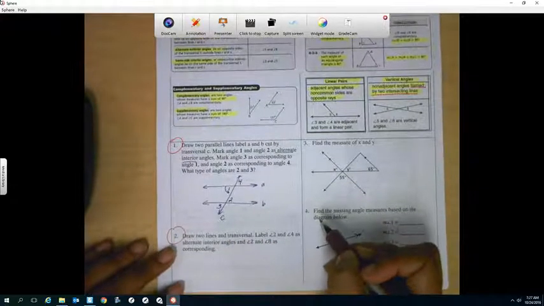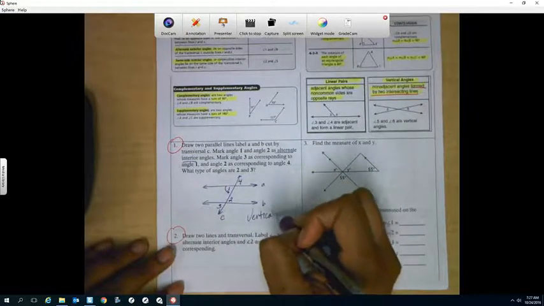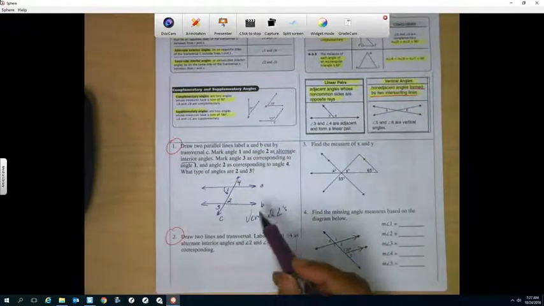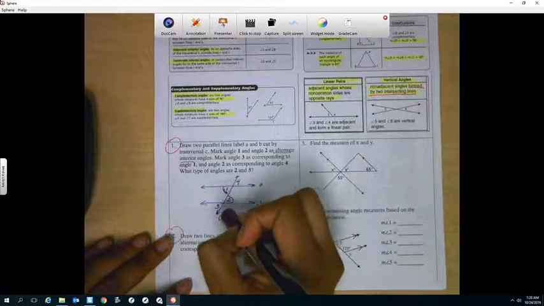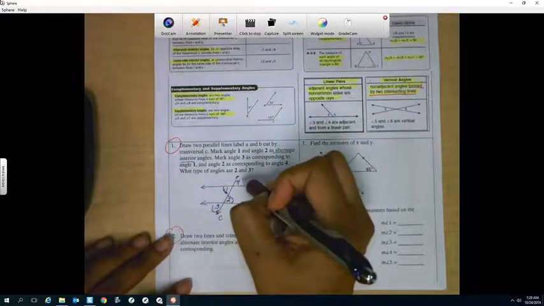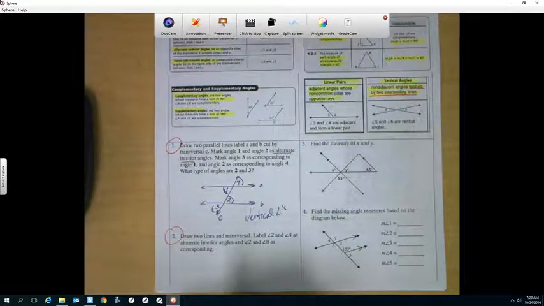It says what type of angles are 2 and 3? 2 and 3 are vertical angles. So this would be one of your answer choices. You have to pick the right one or know the relationship. We should know that 1 and 2 are congruent, 2 and 3 are congruent, and 2 and 4 are congruent. All these are congruent, okay? They're all equal to each other.